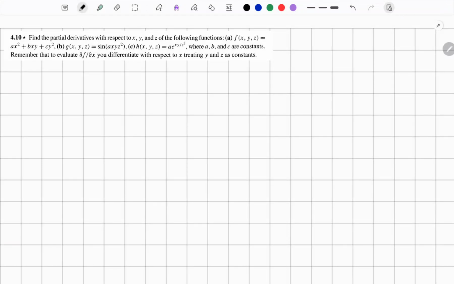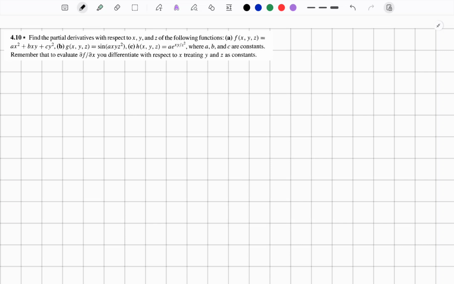We're going to work through problem 4.10 of chapter 4 of Taylor's Classical Mechanics. This is from the section on force as a gradient of potential energy. And this is really a problem if you don't have much experience taking partial derivatives. This is a good review of that.